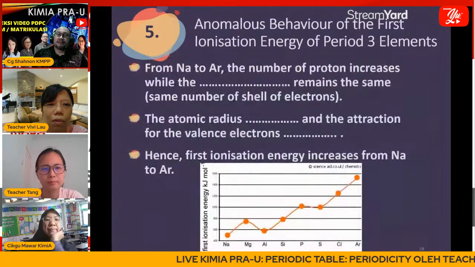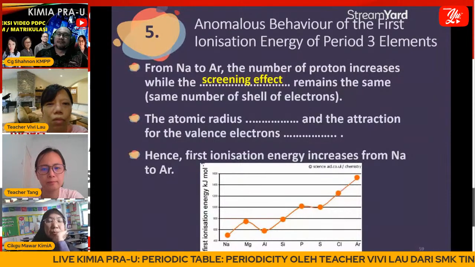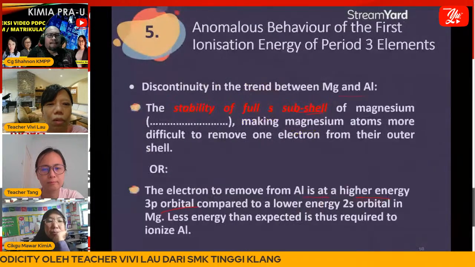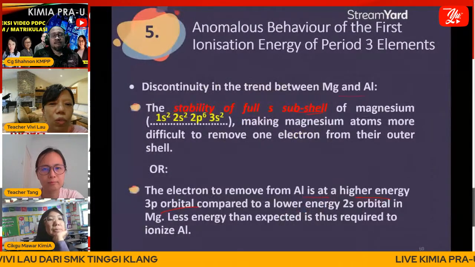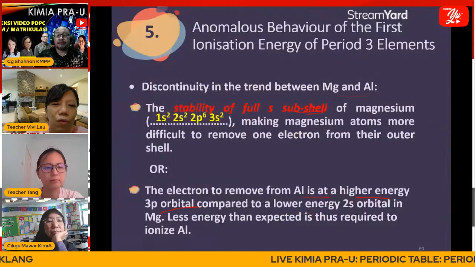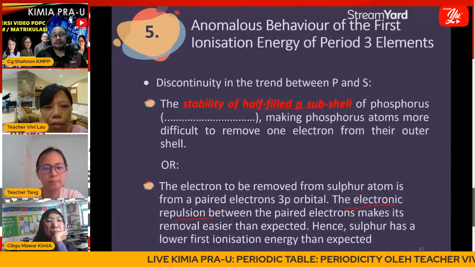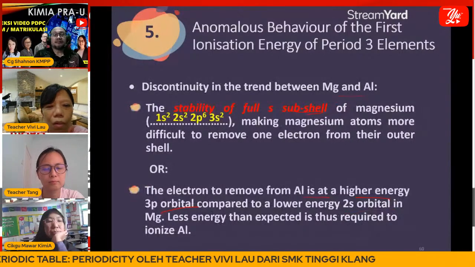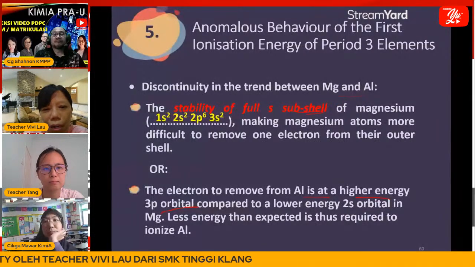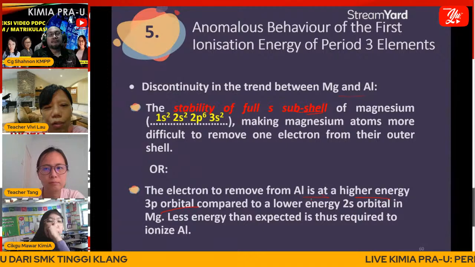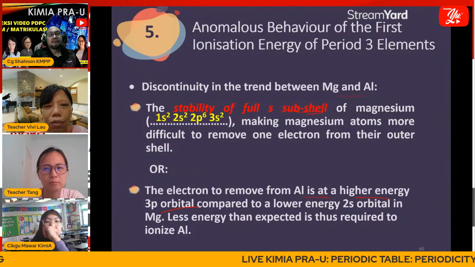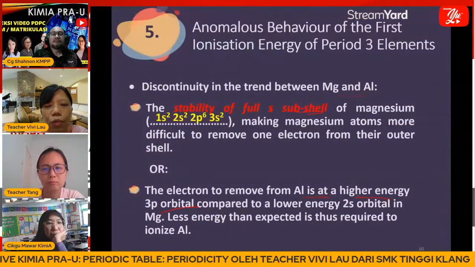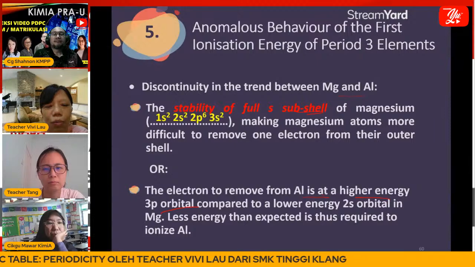Okay, so here is the explanation. Across the period, the ionization energy increases, but with discontinuity, because of the stability of the full s subshell of magnesium. Aluminum is partially filled, so less stable. Another explanation is that the electron is removed from aluminum, which is a higher energy orbital, so easier to remove.